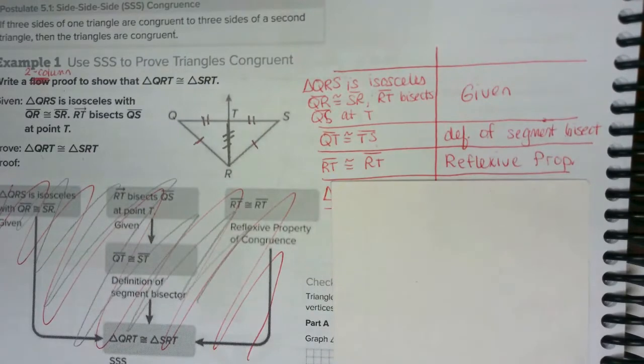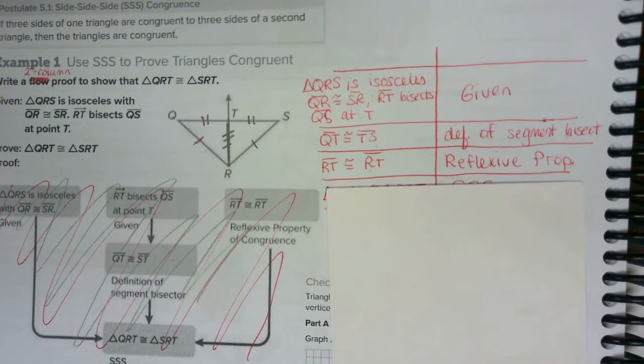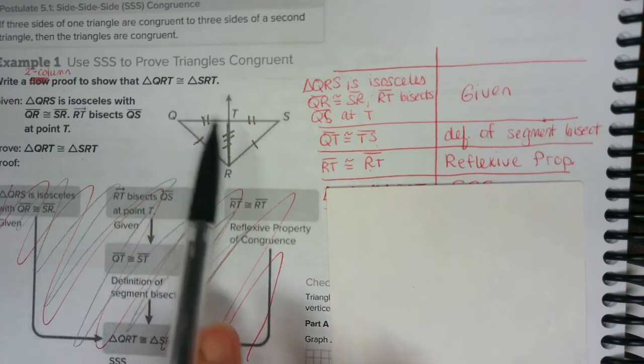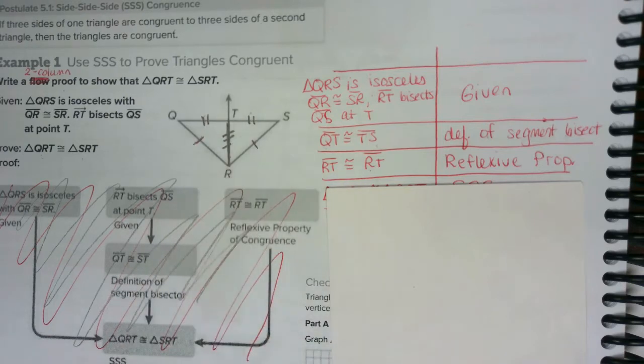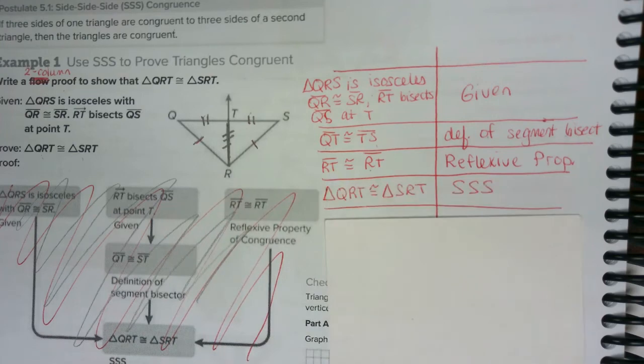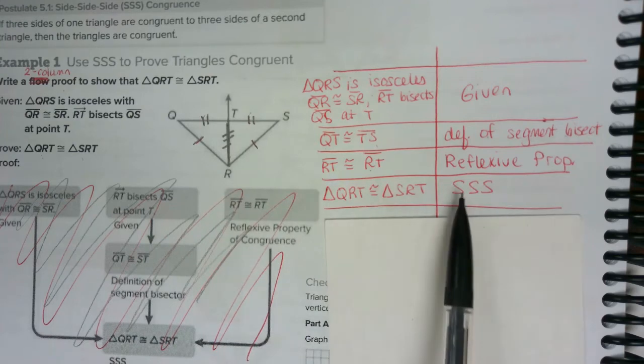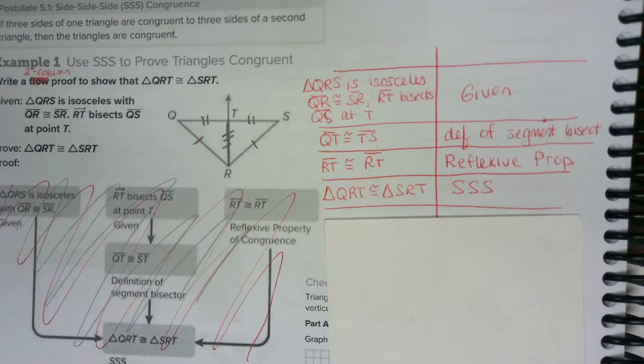And remember, the property that says I'm congruent to myself is reflexive. So I would write RT is congruent to RT by the reflexive property. And again, that's a piece of information that will be used a lot in the next couple of sections. Now I see that I've got three sides congruent to three sides of my second triangle, so I know my triangles have to be congruent by my shortcut side, side, side.